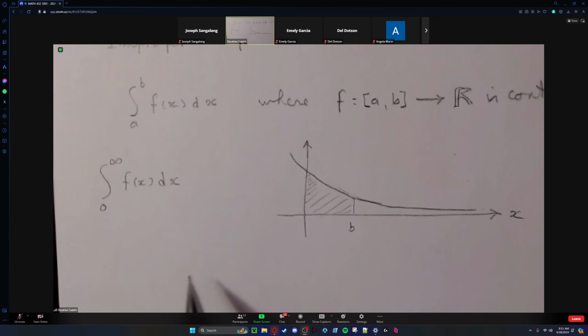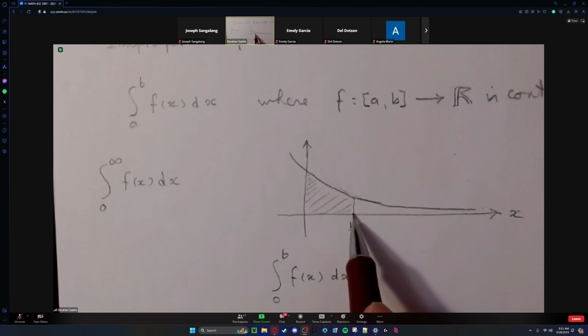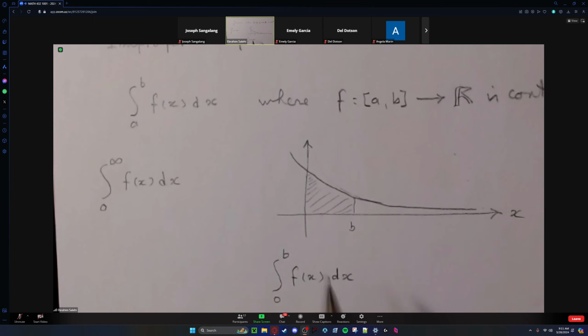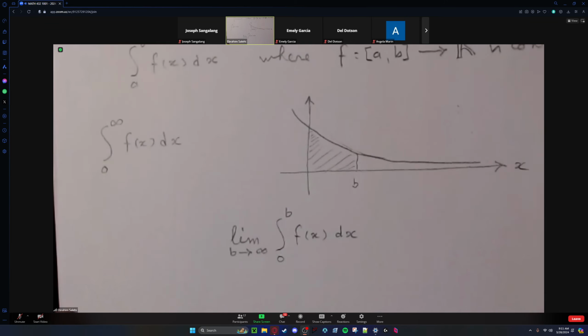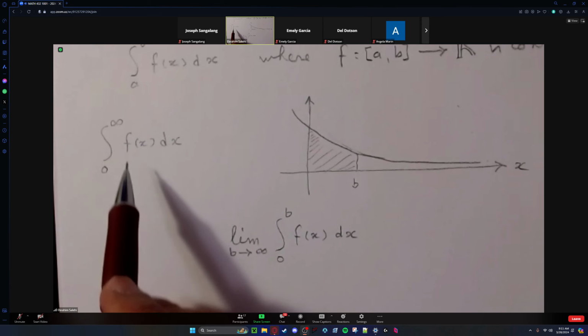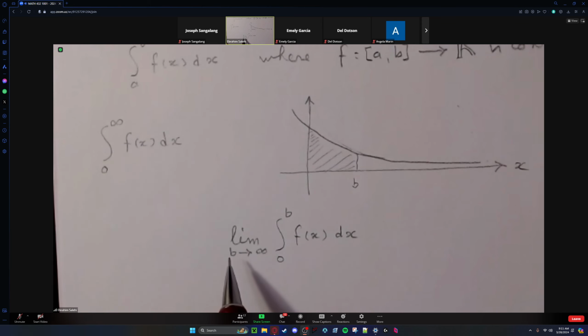So the interpretation is this. You integrate from 0 to b, f of x dx. After integrating, this is the number now. It definitely depends on b. After you take care of this, then you take limit as b approaches infinity. Okay, so that is the way we interpret this type of improper integrals.